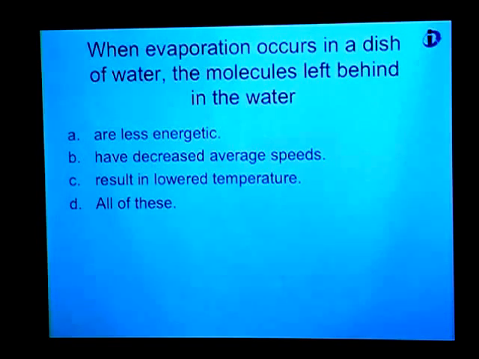Ten, 9, 8, 7, 6, 5, 4, 3, 2. Thanks for committing. It's been proven you learn more if you commit to an answer. So when you see the answer, whether you're right or wrong, you'll learn more. 2, 1, 0. Okay.